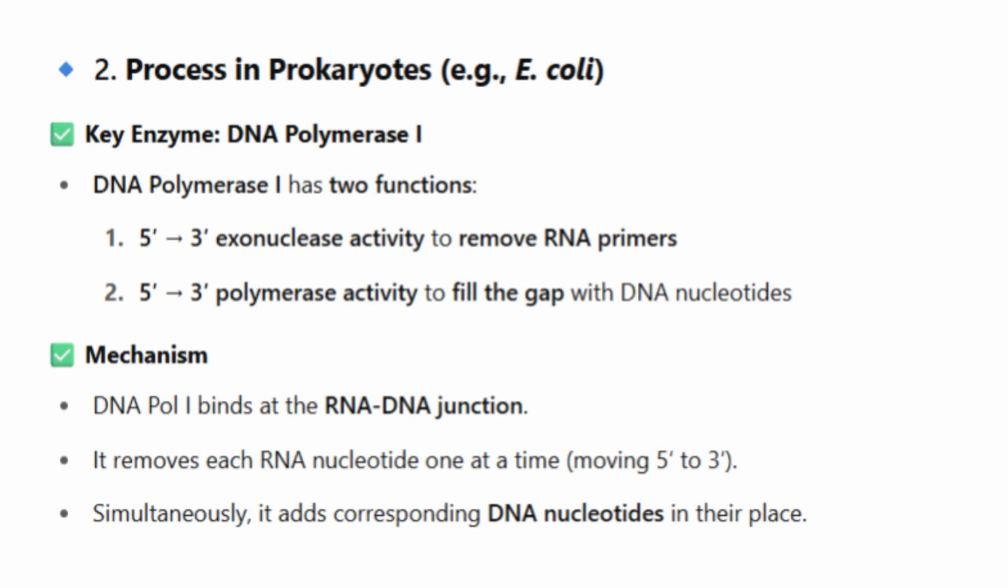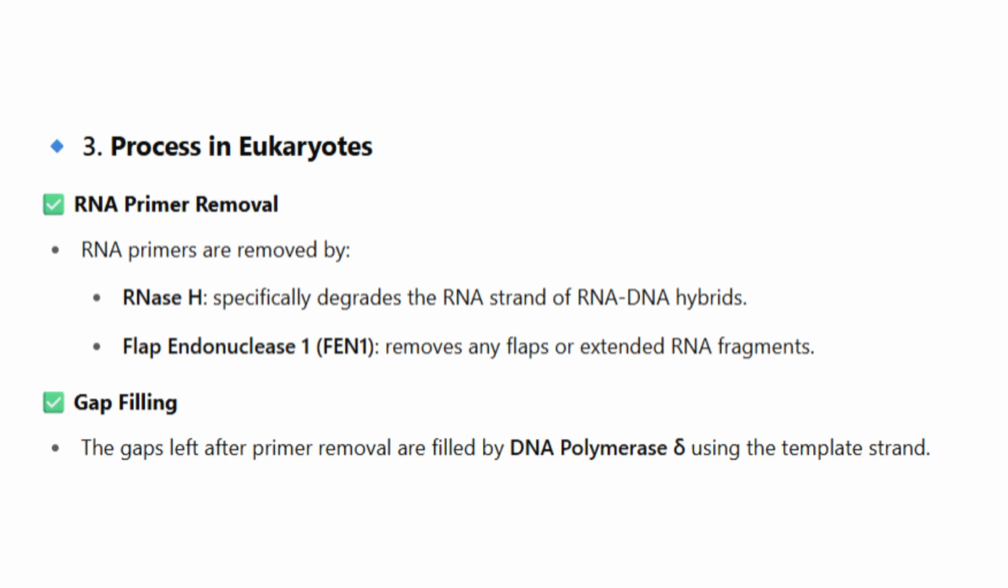Simultaneously, it adds corresponding DNA nucleotides in their place. 3. Process in eukaryotes. RNA primer removal. RNA primers are removed by RNase H, which specifically degrades the RNA strand of RNA-DNA hybrids. Flap endonuclease 1, FEN1, removes any flaps or extended RNA fragments.